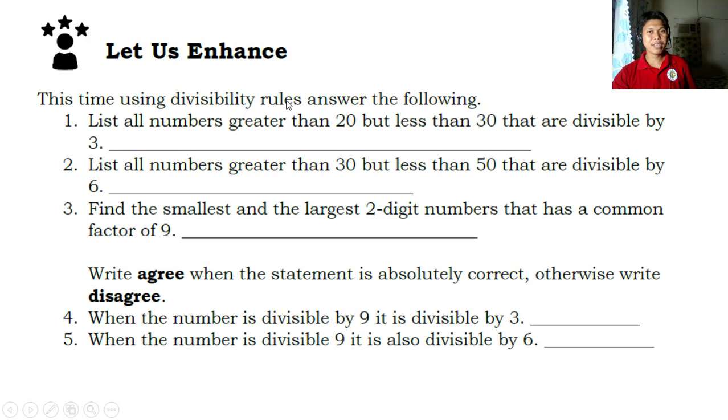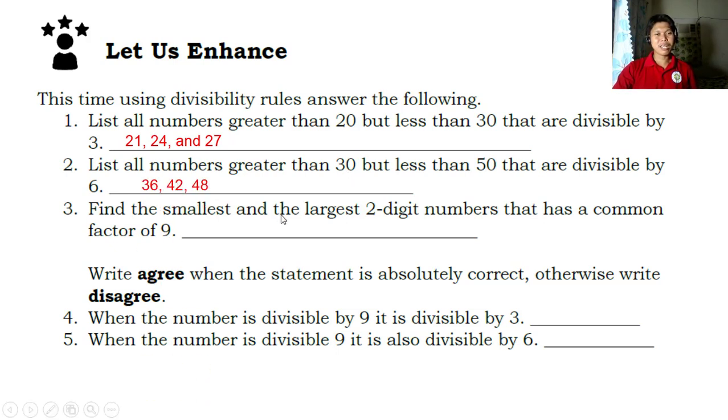This time, using divisibility rules, answer the following. List all numbers greater than 20 but less than 30 that are divisible by 3. Ayan, so we have 21, 24, and 27. How about greater than 30 but less than 50 that are divisible by 6? So start tayo sa 36. We have 42 and 48.